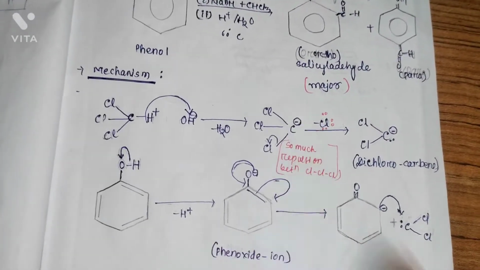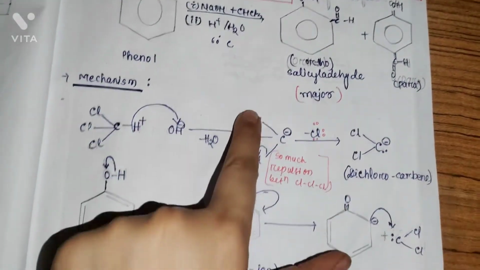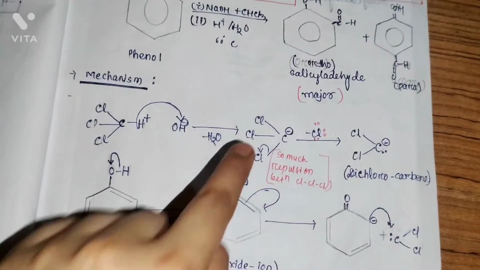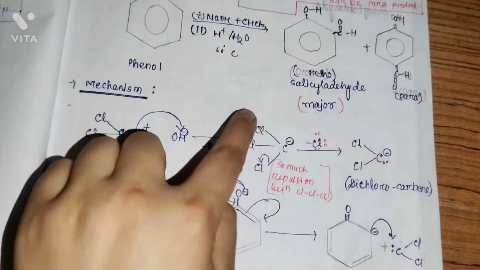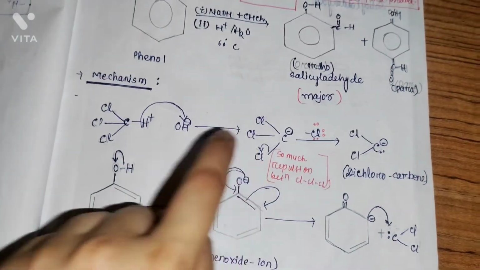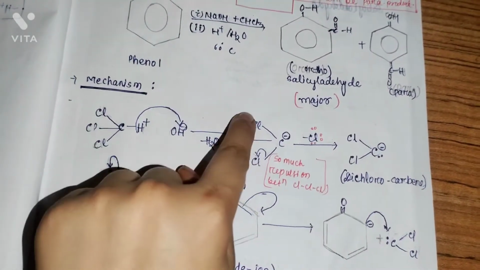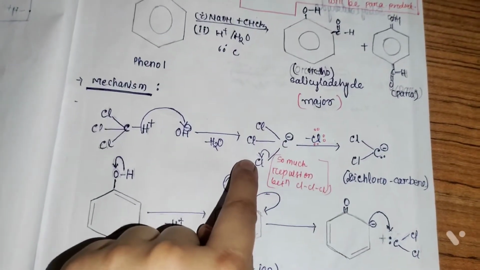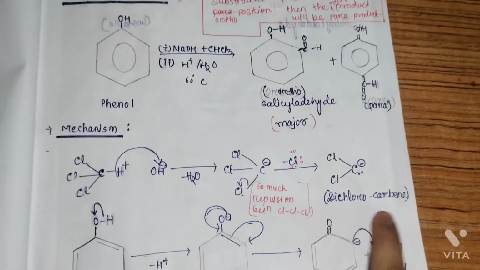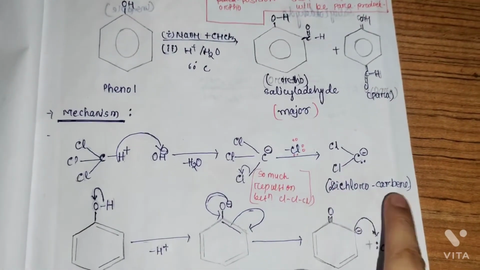Now see, the carbon contains 3 bonds, so it will be negatively charged. Here there are 3 chlorine. You know chlorine has 7 electrons in its outermost shell. So here are 3 chlorine, so there will be so much repulsion which leads to removing chlorine from the compound. Now this will be the product, that is dichlorocarbene.